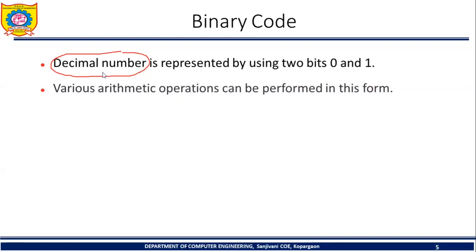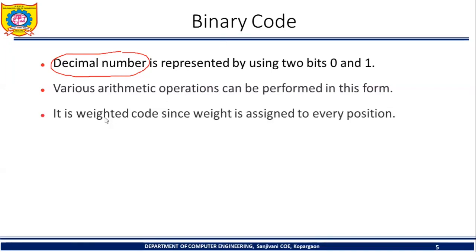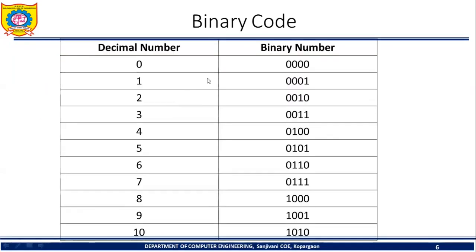If we specify some decimal number in binary form, then on that binary number we can perform various arithmetic operations like addition, subtraction, multiplication, division. Then this binary code is called a weighted code, since weight is assigned to each and every position. Already we have discussed this particular point. So this is a table which shows some decimal numbers and their corresponding binary.